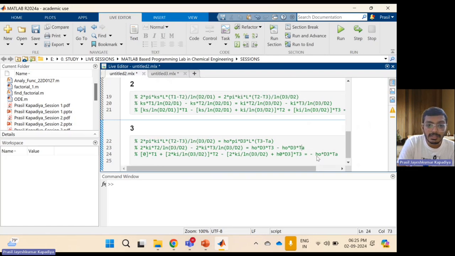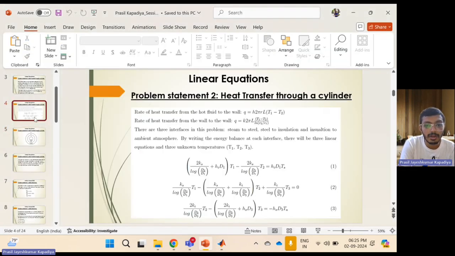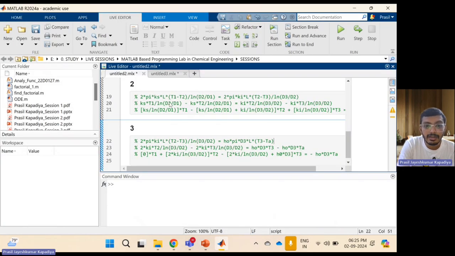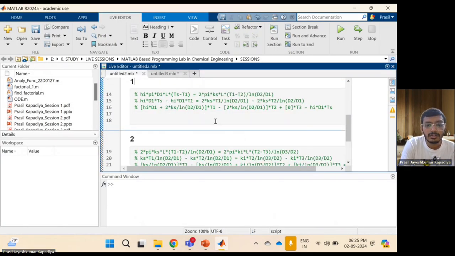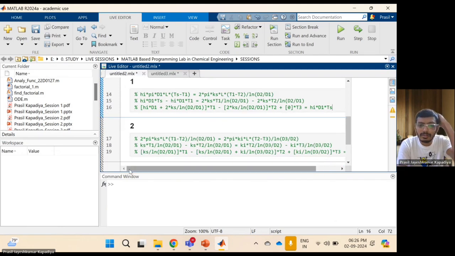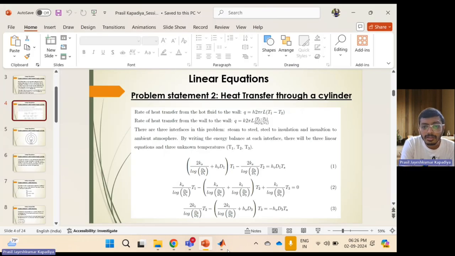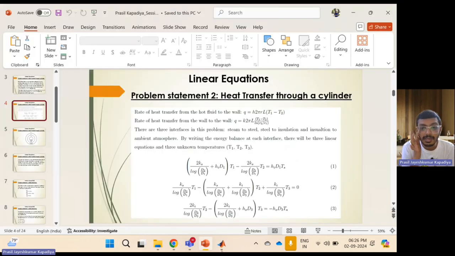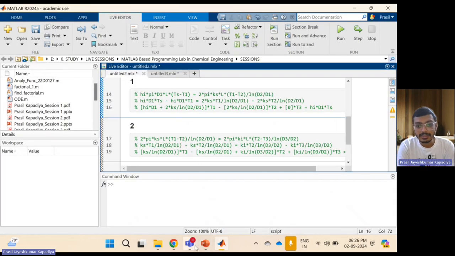So we have three equations, t1, t2, t3, and three unknowns. We can cross check our equations from here. 2k divided by ln d2 by d1 plus hr into d1. Yes, we are getting exactly same equations. So this is how we can get this equation.